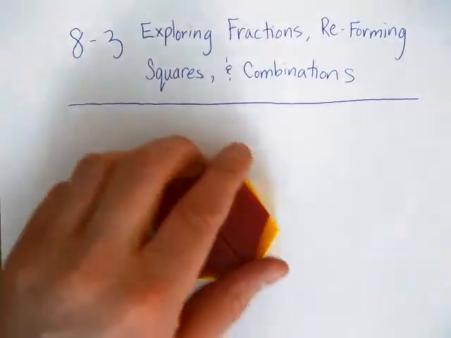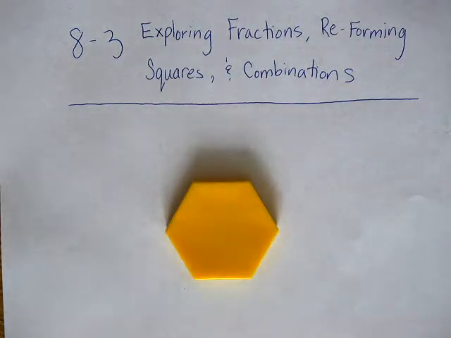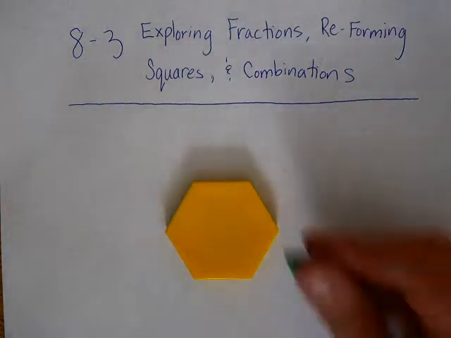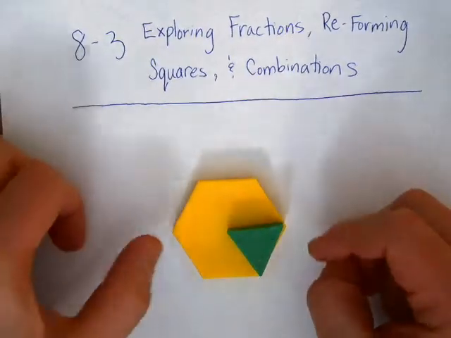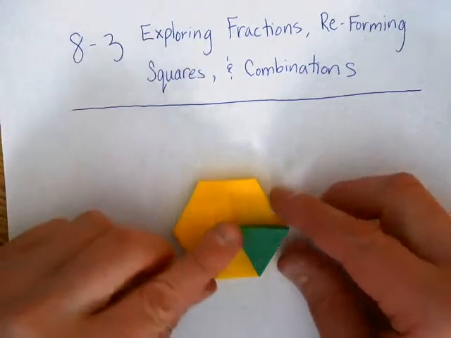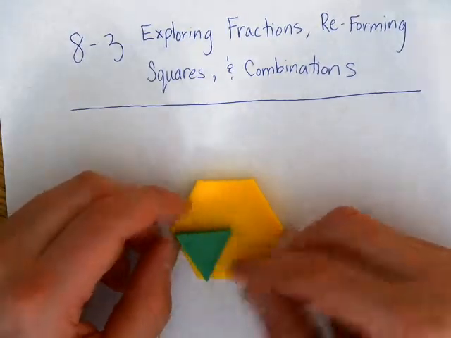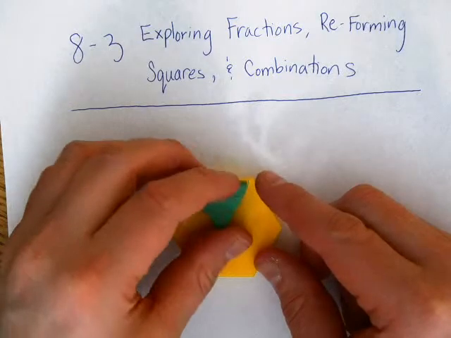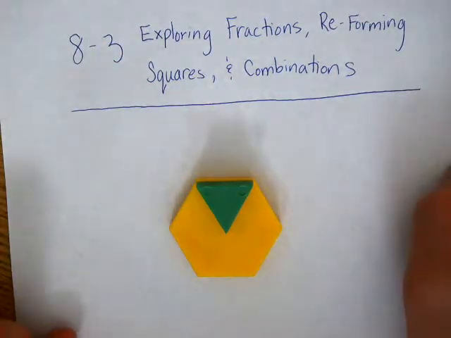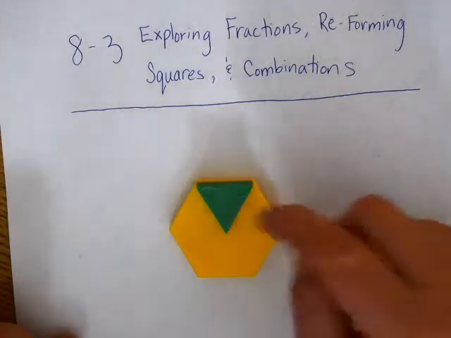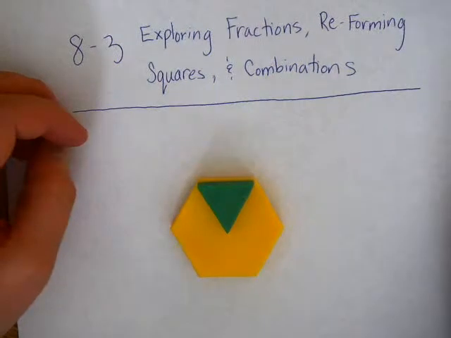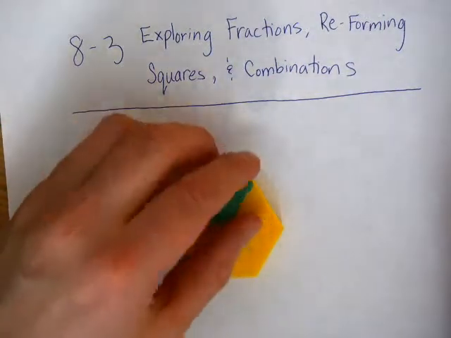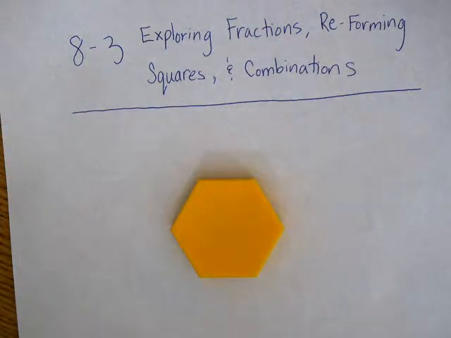Then they'll have other shapes that go into the hexagon. For example, they might want to know how many triangles fit into this hexagon. You can fit 6 of these green triangles into the hexagon. So what fractional part of the hexagon is covered with 1 green triangle? It would be 1/6. If we put 2 green triangles in there, what fractional part would it be? 2/6. Those are the types of activities kids are going to be doing in class today.